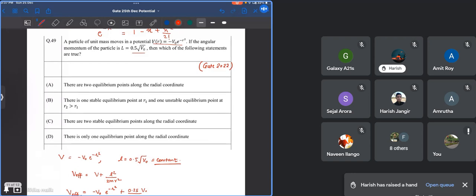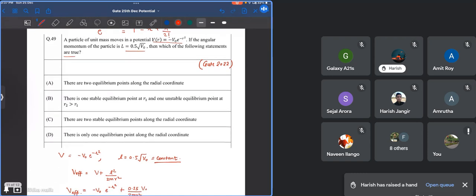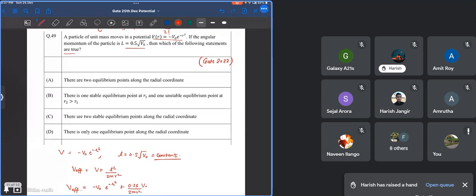If the angular momentum of the particle is given, then which of the following statements are true? So the question is, the particle is moving under a potential which is just a function of the coordinate, and its angular momentum is constant. If you look at L equals 0.5 square root of V naught, V naught is constant here, 0.5 is also constant. So your angular momentum is constant, and your V is a function of r. Both these conditions correspond to central forces.